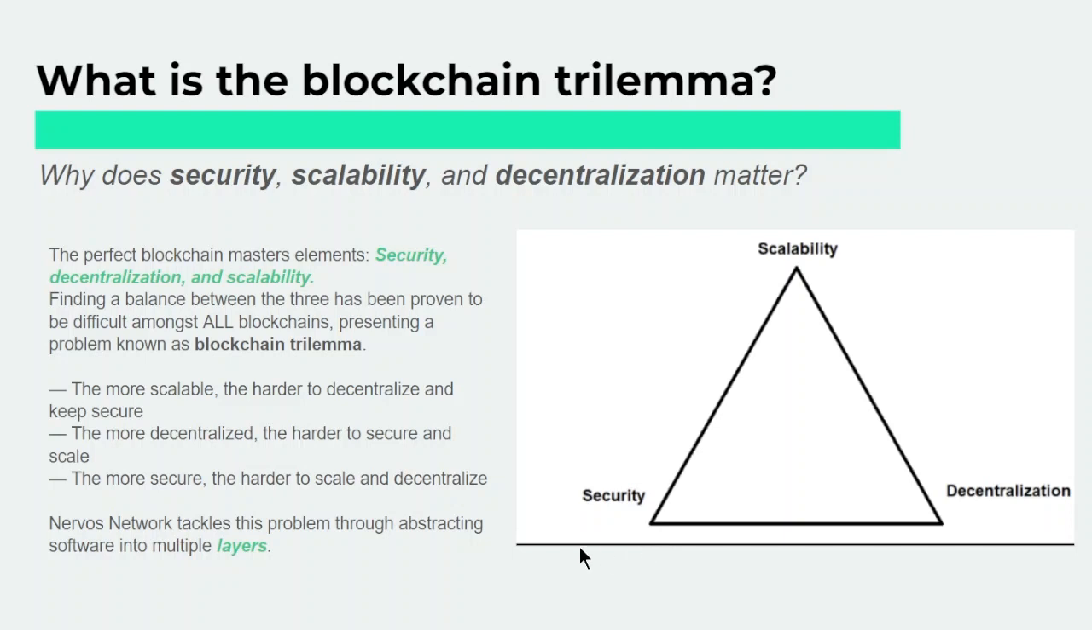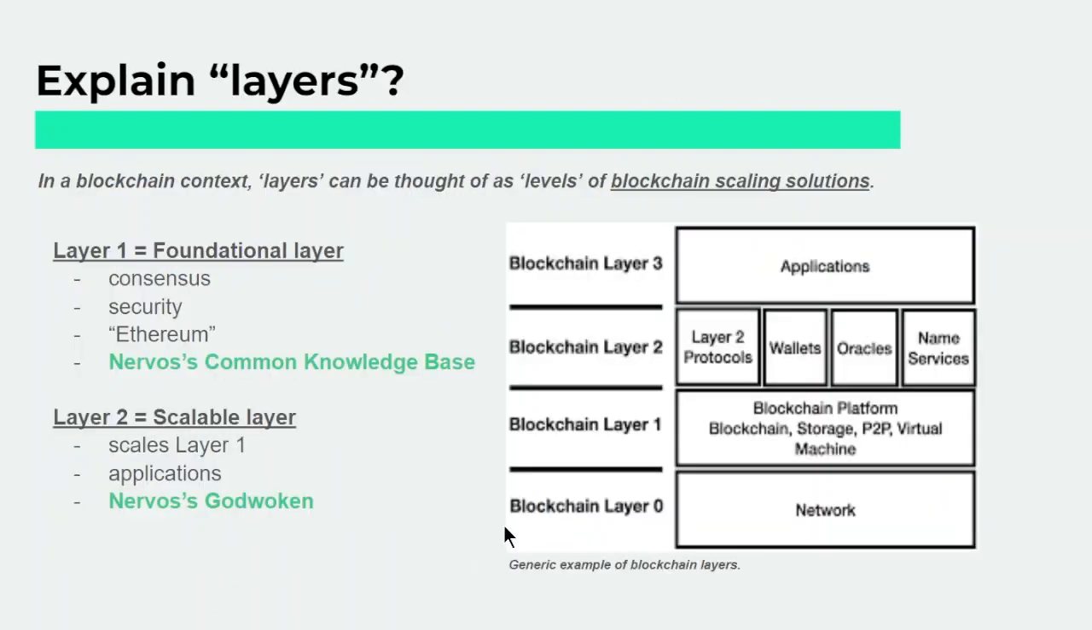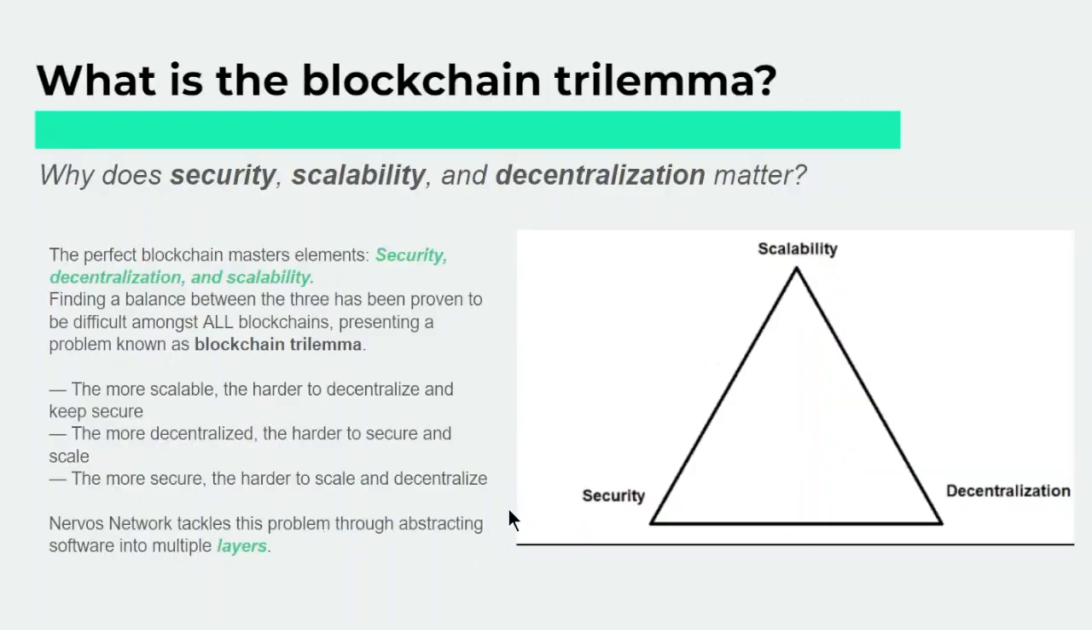So typically, if you optimize for security, you're going to end up likely compromising on your blockchain scalability and decentralization, and vice versa. So these trends here are kind of what every blockchain is experiencing right now. And Nervos Network tackles this problem through abstracting software into multiple layers, essentially assigning a software layer one or more values to really focus on. That way, these values can be compartmentalized and updated without having a direct impact on one another, if that makes sense. If not, that's okay, because we're going to dive deeper into it.